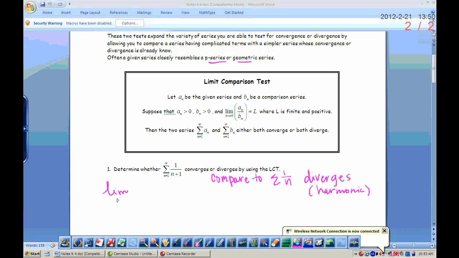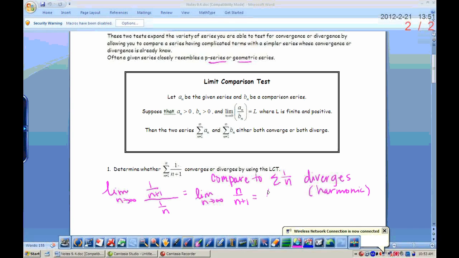All right, so what our test tells us to do is to take the limit as n approaches infinity of the original series, which is 1 over n plus 1, over the comparison series, which is 1 over n. And when you take two fractions and divide them, how do I deal with that? Flip the second one. Right. Flip the second one and multiply. So 1 over n plus 1 times n. And what is that limit?